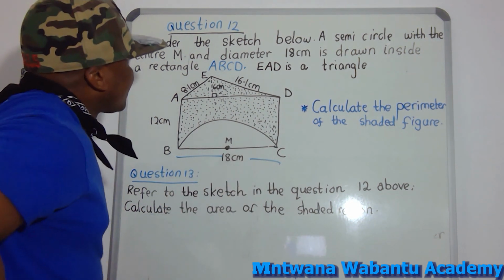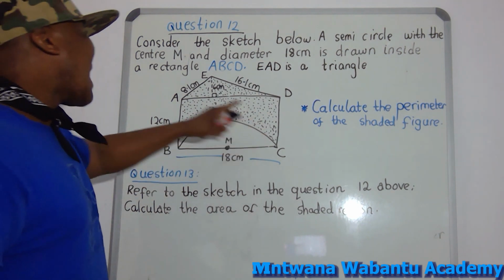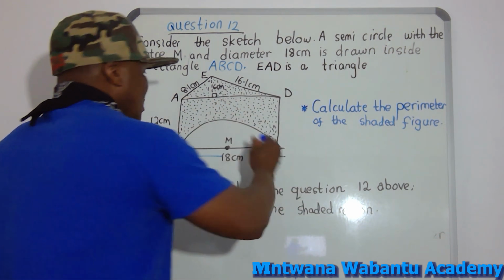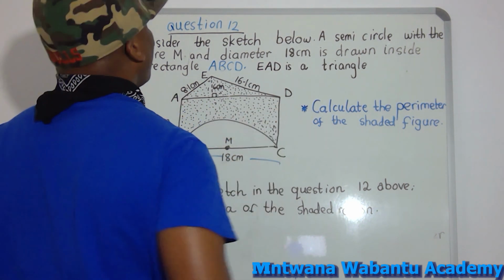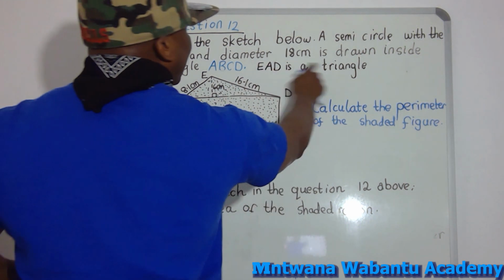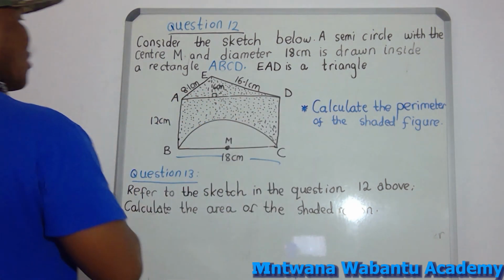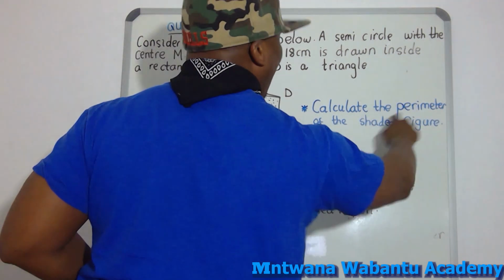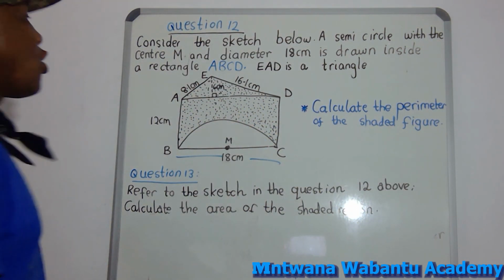Now what do I want? They say the semicircle is drawn inside the rectangle. You see this is a rectangle, this A, B, C, D is a rectangle. Okay, EAD is a triangle. See this is a triangle. Now what do I want? They say calculate the perimeter of the shaded region. You know perimeter? Perimeter means the length around the shaded region.